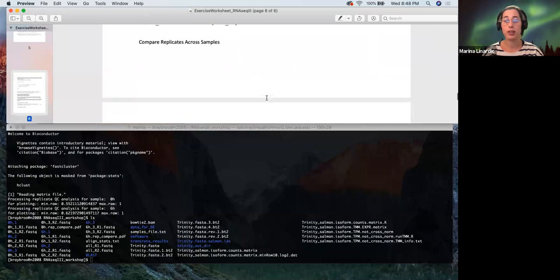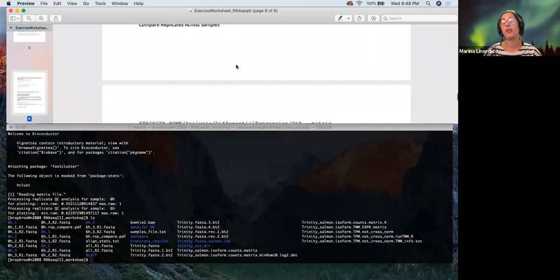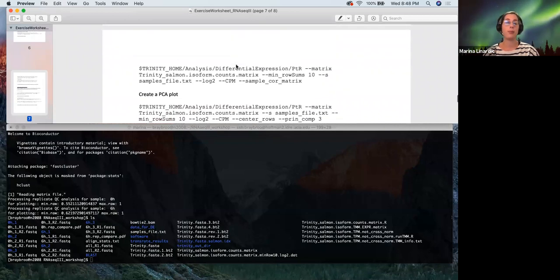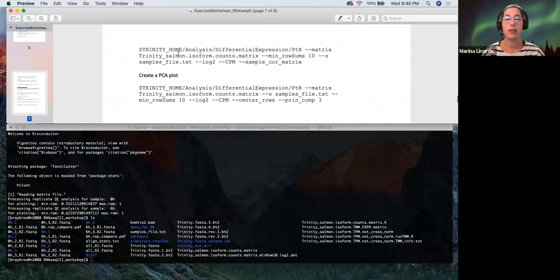There are 2 more things that we're going to do. First, compare replicates across samples. If we want to look at not just bioreps within a sample, but all of them together, we will run this. So we again have our matrix, some heat map parameters, our samples file. Again, it's going to be done on a log2 scale. We have our counts per million counts, and this is just to tell it, okay, give us the sample correlation matrix this time.